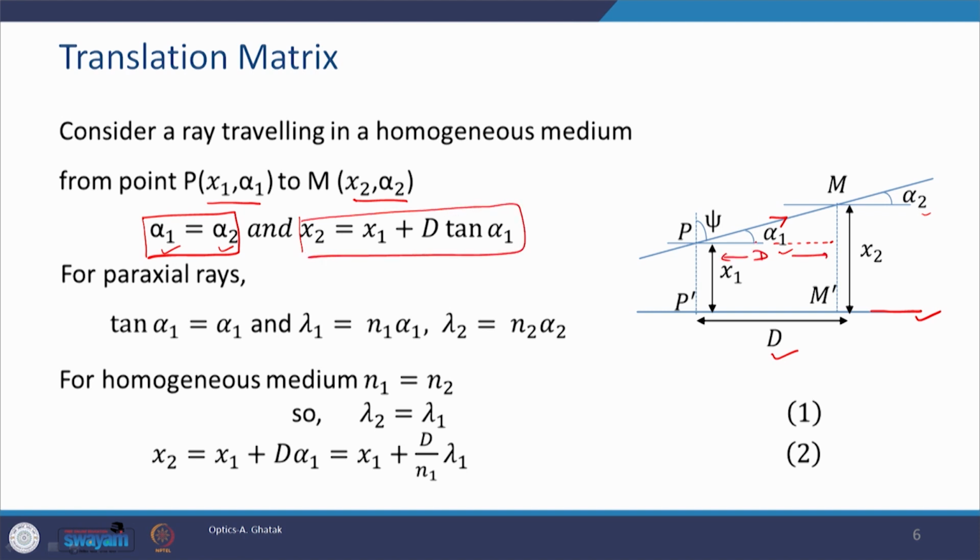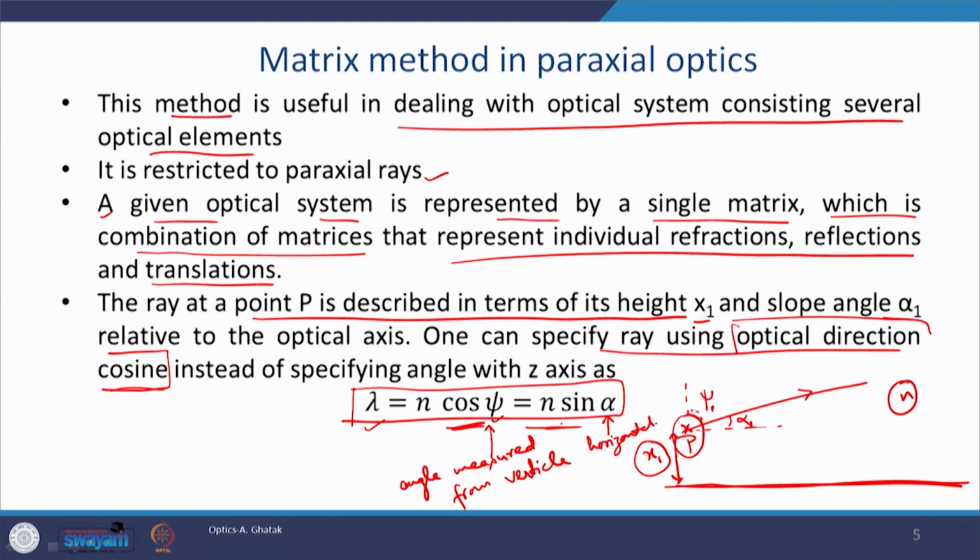If you take tangent of alpha 1, then you will get the relation between this vertical distance and capital D, and this gives us the relation between x2 and x1. But we are in the paraxial domain, therefore tan of alpha 1 would be equal to alpha 1. Therefore, lambda, which is the direction cosine we defined in our previous slide, is equal to n alpha, and instead of writing sin alpha we write alpha, because sin alpha would be equal to alpha in the paraxial domain.